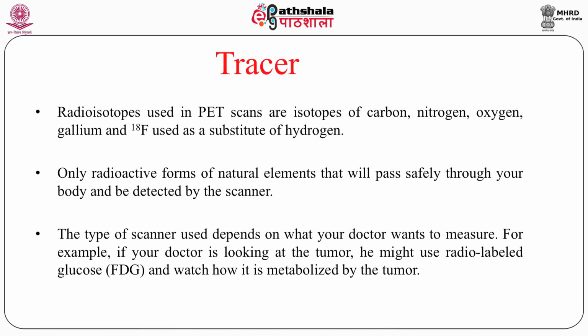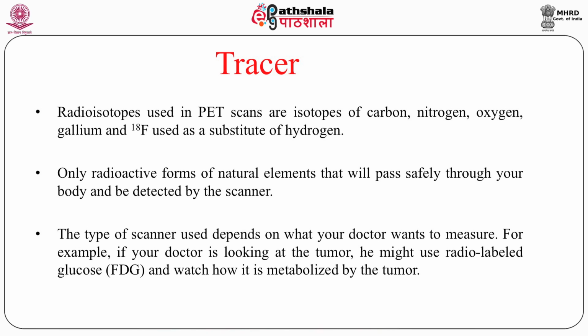These are the only radioactive forms of natural elements that will pass safely through your body and be detected by the scanner. If you look for an isotope which is not a part of the human body, then there are technetium, thallium, gallium, iodine. But when we talk about constituents of the human body, we have to look for such an isotope. Now the isotope choice in this particular positron emission tomography is carbon, nitrogen, oxygen. Fluorine-18 is also one of the important choices because of its logistics and other reasons. The type of scanner used depends on what your doctor wants to measure.